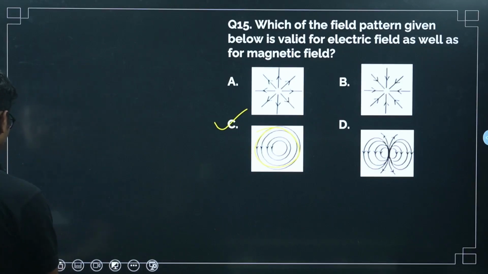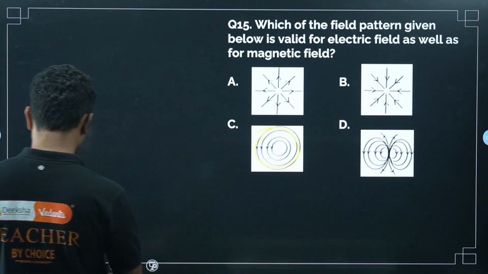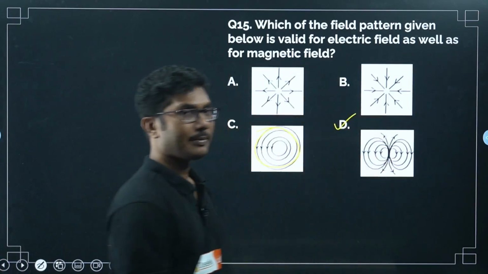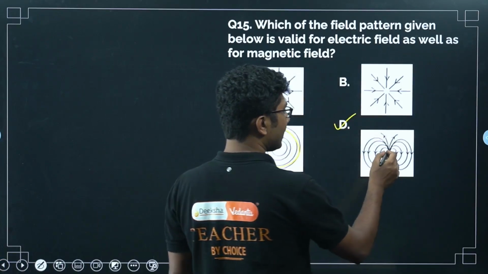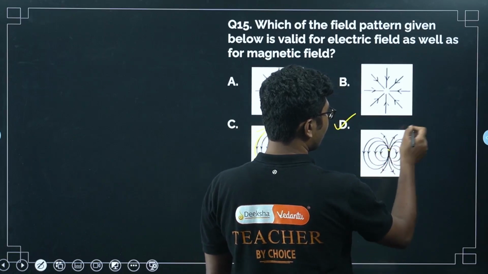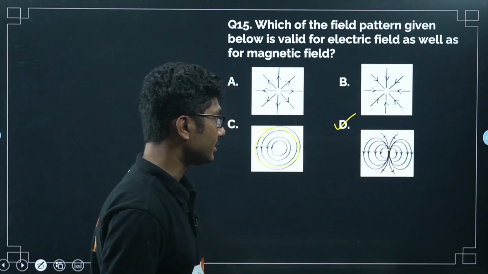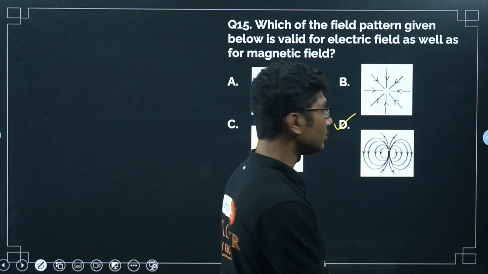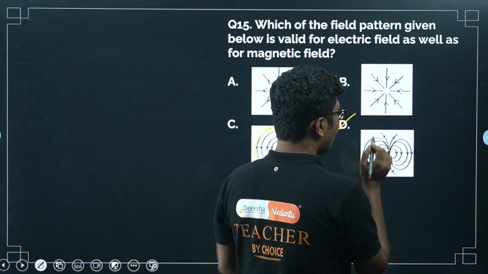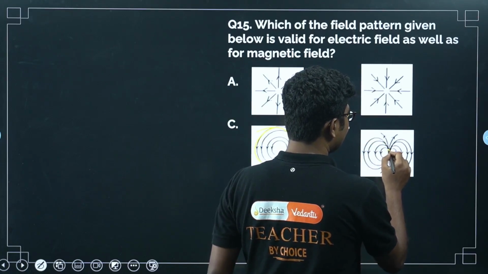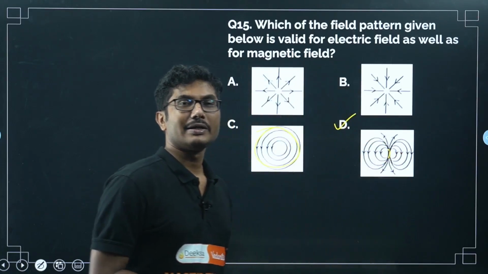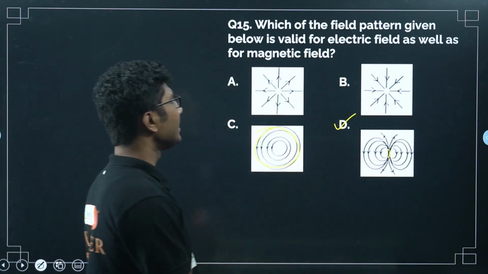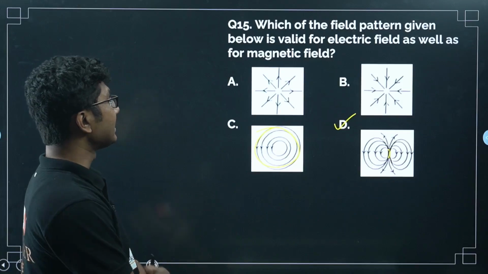Sorry, not this one, but this one is possible for both electric and magnetic field, because if there is a positive charge, there is a negative charge. This kind of magnetic field lines you have seen for north pole and south pole. Only thing is, magnetic field lines can exist inside, but electric field lines cannot exist inside. That is the only difference between these two fields. We are going to discuss that in our next chapter.